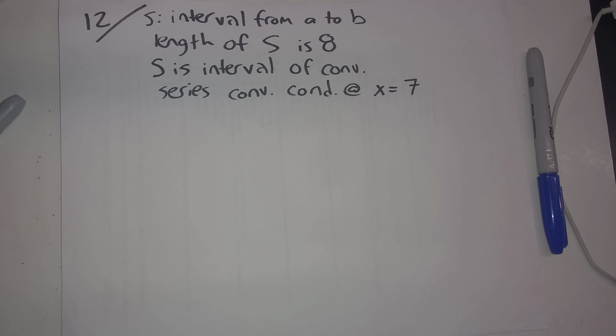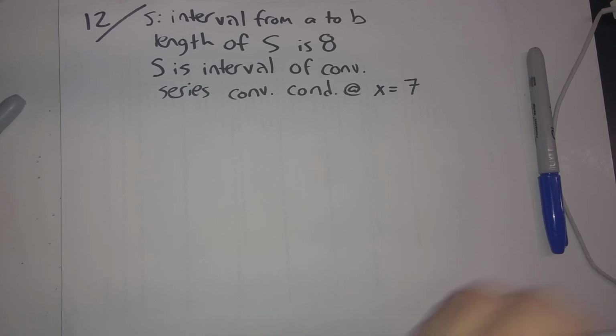What can we say about A and B? What's the radius of convergence? What's the center of the power series? These are all the questions we're supposed to investigate. And I'll say that some of these questions have multiple possible answers. We could say it either has to be this or it has to be this.